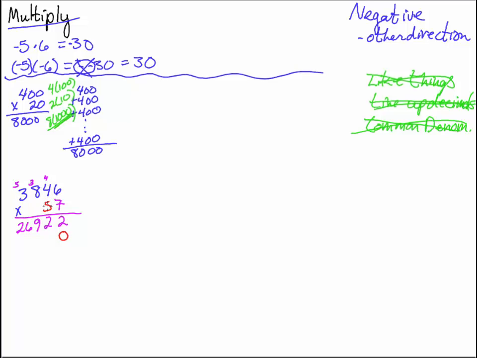So now let's do it. 5 times 6 is 30. There's 0, carry the 3. 5 times 4 is 20, plus 3 is 23. 5 times 8 is 40, plus 2 is 42.